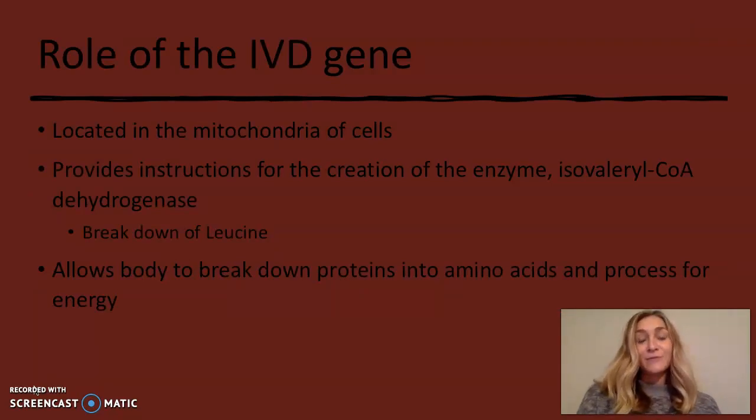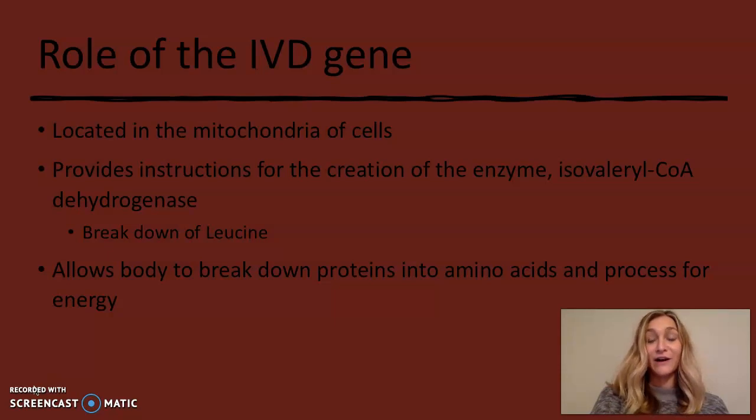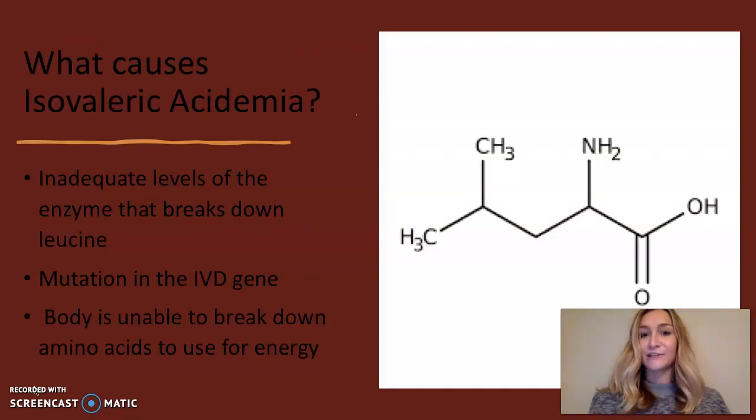The gene that is presented within isovaleric acidemia is the IVD gene. To go a little bit more into that, it's located in all of the mitochondria of the cells, and every cell has mitochondria, so it's found in every cell. It provides the instructions for the creation of the enzyme isovaleric CoA dehydrogenase. Ultimately, this breaks down leucine, an organic acid. This allows the body to break down proteins, which are taken in by what we eat and drink throughout the day, and breaks those proteins into amino acids and then processes those amino acids down for energy that we can use throughout the day and to keep functioning.